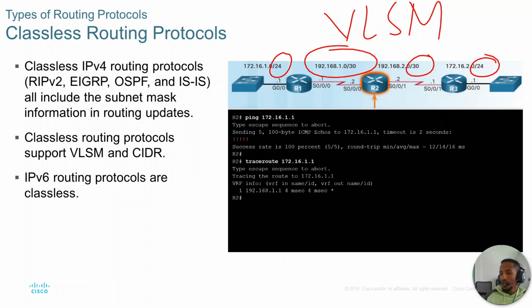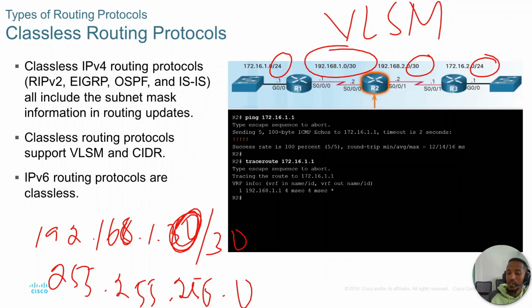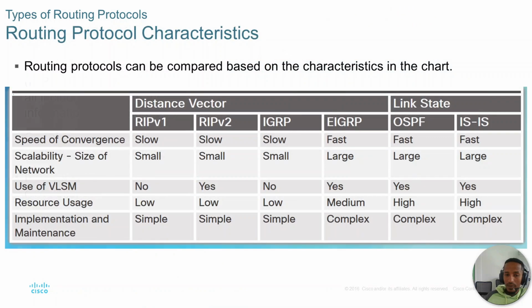So if it is the case, for example, 192.168.1.0/30. This has a different subnet mask with regard to this one. So you can see this one. This is class C. So class C should have had a subnet mask of 255.255.255.0. But this is classless, so it has a different subnet mask than this one. So just remember what it means.